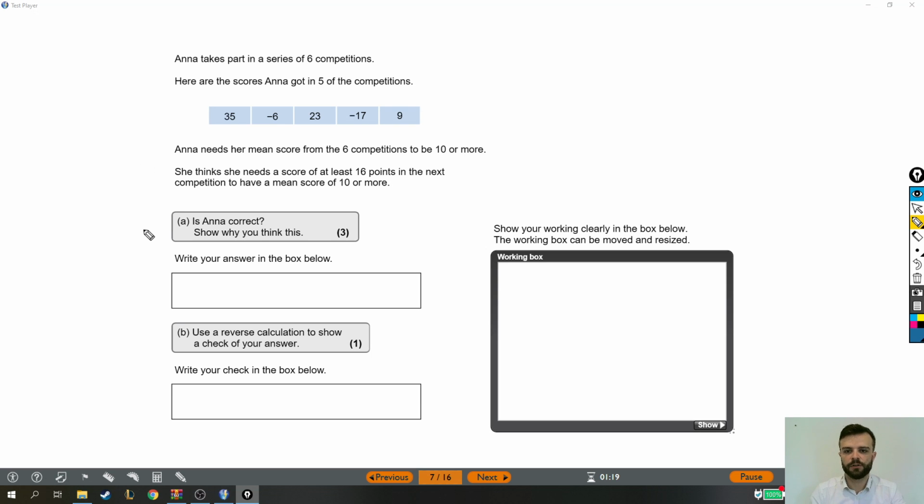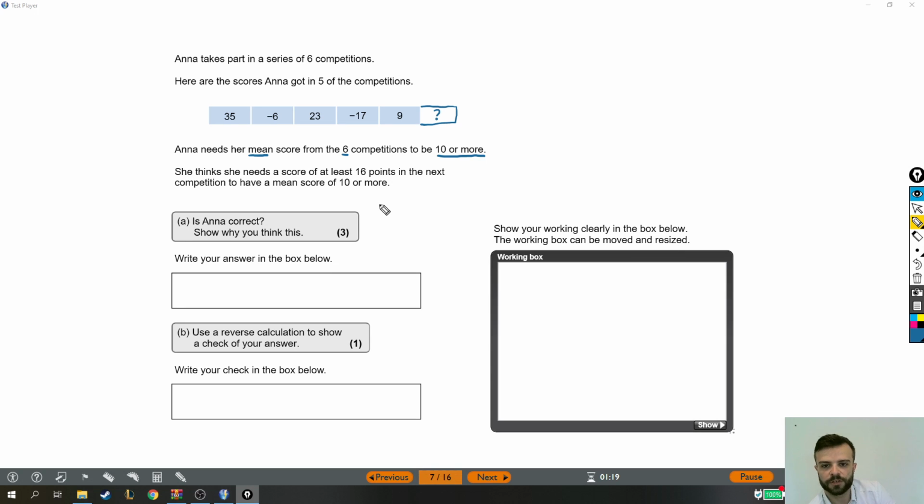Anna takes part in a series of 6 competitions. Here are the scores Anna got in 5 of the competitions. Anna needs her mean score from the 6 competitions to be 10 or more. She thinks she needs a score of at least 16 points in the next competition to have a mean score of 10 or more. Is Anna correct? So what it's saying is that there is a mystery number here, her score on the 6th competition, and she thinks it needs to be at least 16 points so that she has a mean score of 10 or more.